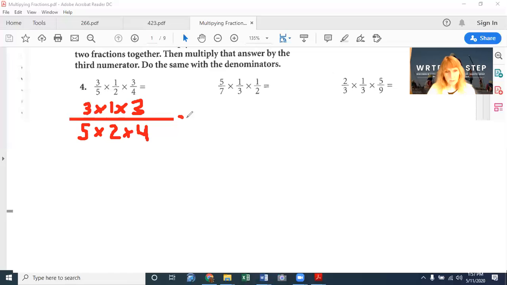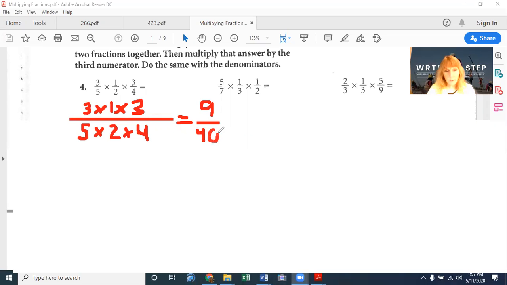So that will give us, on the top, we have 3 times 1, that's 3, times another 3, that's 9. So 9 is on the top. And on the bottom, then, we have 5 times 2, that's 10, times another 4. So 10 times 4, or 40.